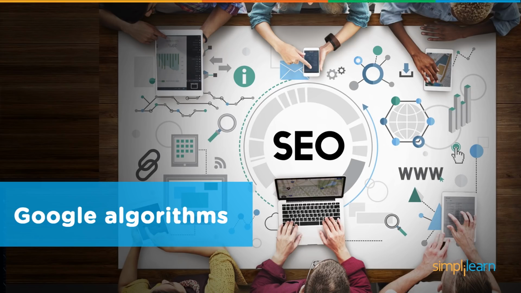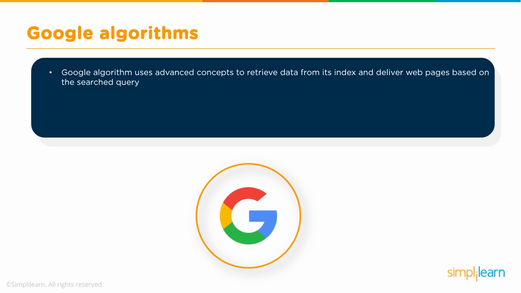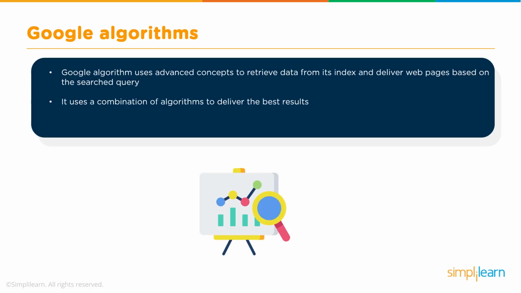So let's talk now about how the Google algorithms work. We'll shift gears here and talk about how these algorithms work on Google. Google uses advanced concepts to retrieve data. What they do is they're spidering, they're collecting web pages, and they're taking all those web pages back to their server. And anytime somebody does a query, they're delivering those web pages within milliseconds. They're delivering results based on your query. So that's in general how it works.